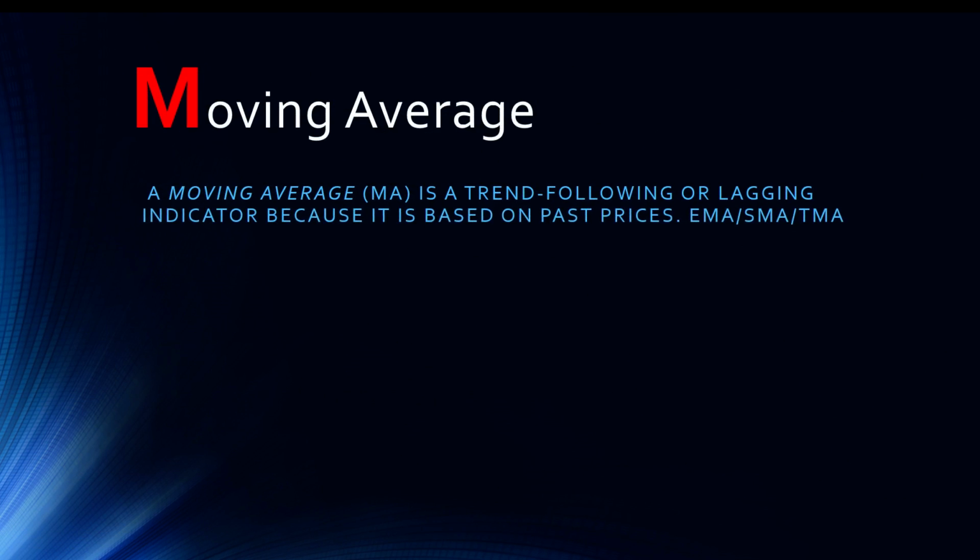Next letter is M, which stands for moving average. A moving average, or MA as it's called, is a trend following or lagging indicator because it's based on past prices, meaning that it's not the actual indicator as it is right now. It's always obviously something that's a little bit lagged. So an indicator like a moving average is usually just a curved line that follows the path of the price.